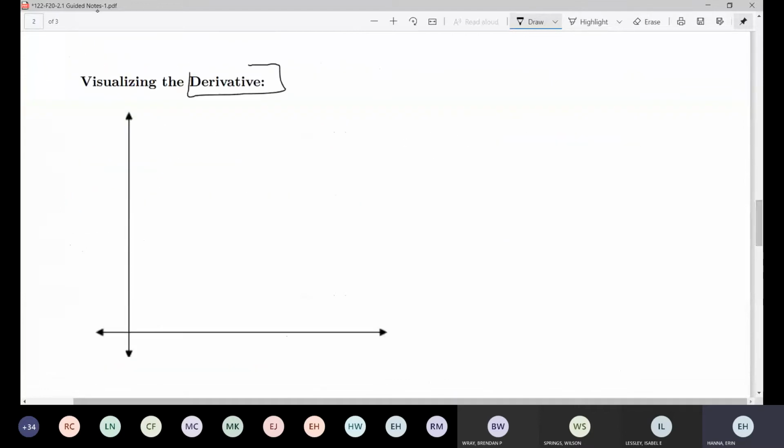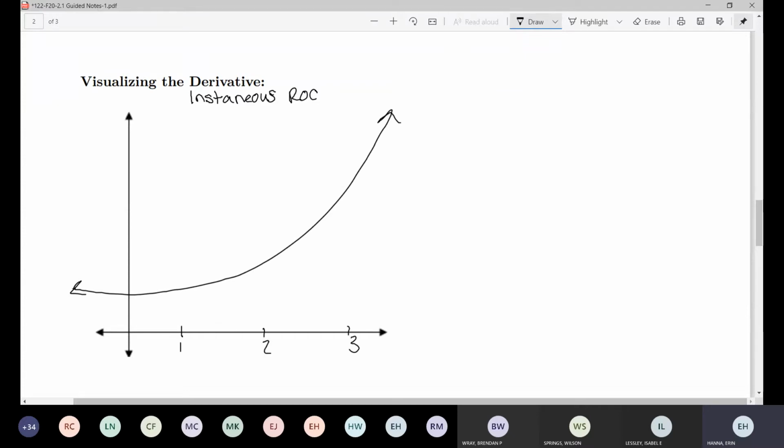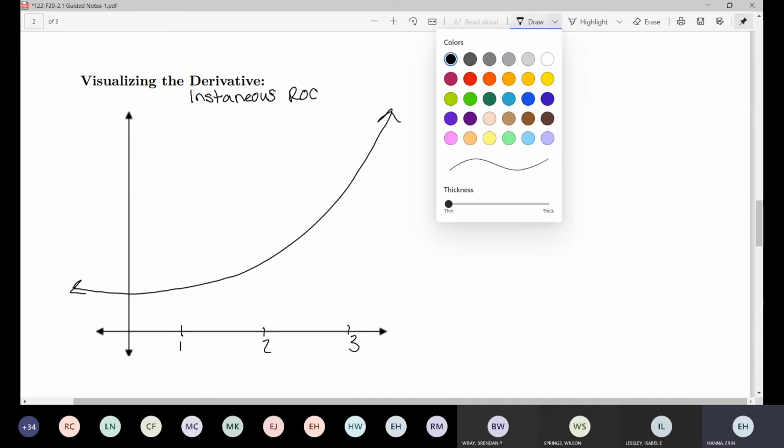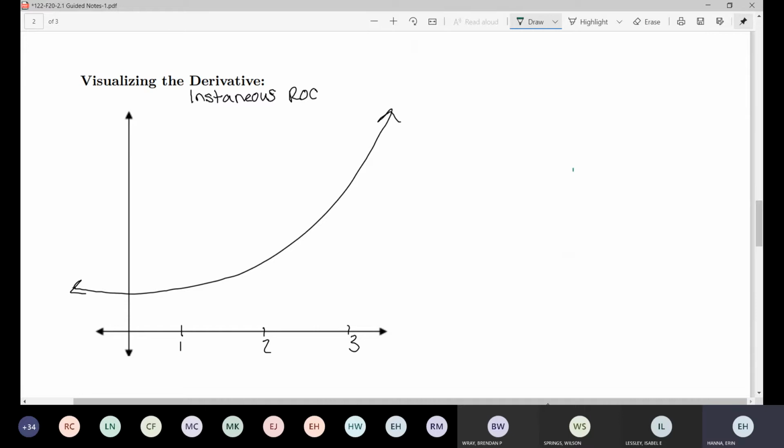So I'm going to scroll down really quick. Now this says derivative, but that's because I'm getting ahead of myself. This also is for instantaneous rate of change. I should put this farther up in the notes, but too late now. So let's say I have a function. And I don't know, we've got 1, 2, 3. And say I want to talk about the instantaneous rate of change at 2.